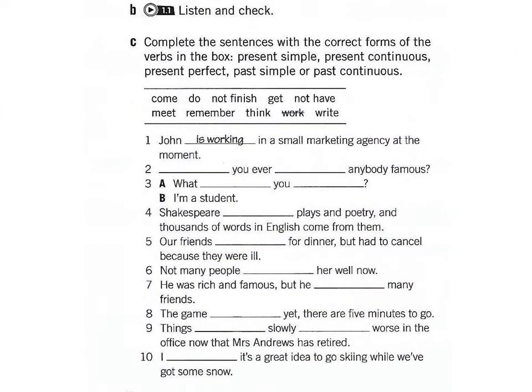In this exercise, we had to complete the sentences with the correct forms of the verbs in the box. Now, the tenses that we're going to use are the present simple, the present continuous, the present perfect, the past simple, or the past continuous. Let's see. The first exercise is done for us. John is working in a small marketing agency at the moment. Okay, so we use the present continuous because we're talking about a specific moment.